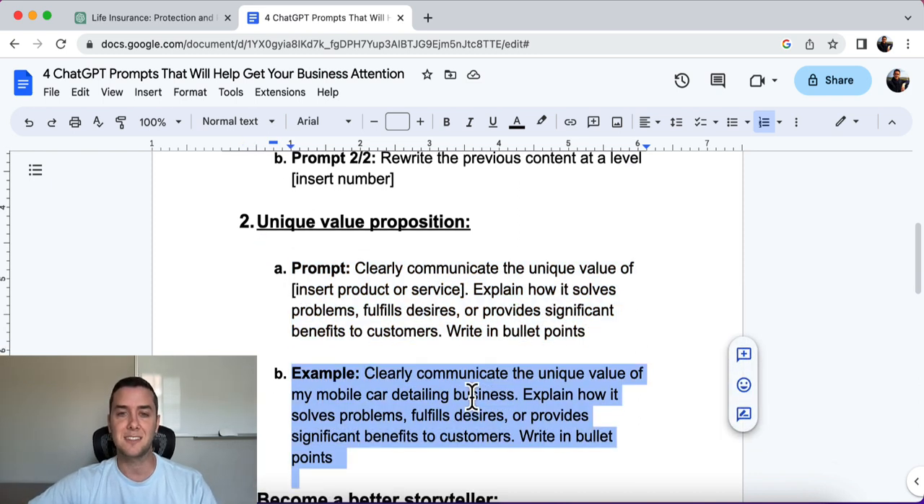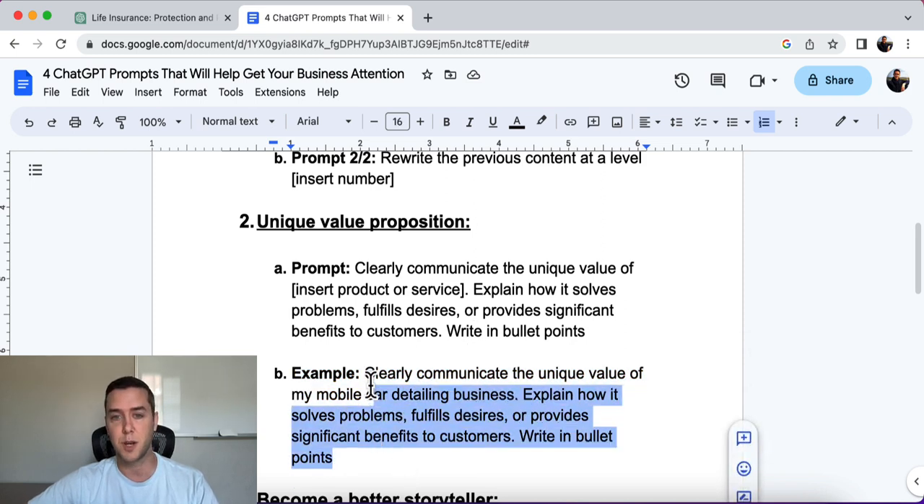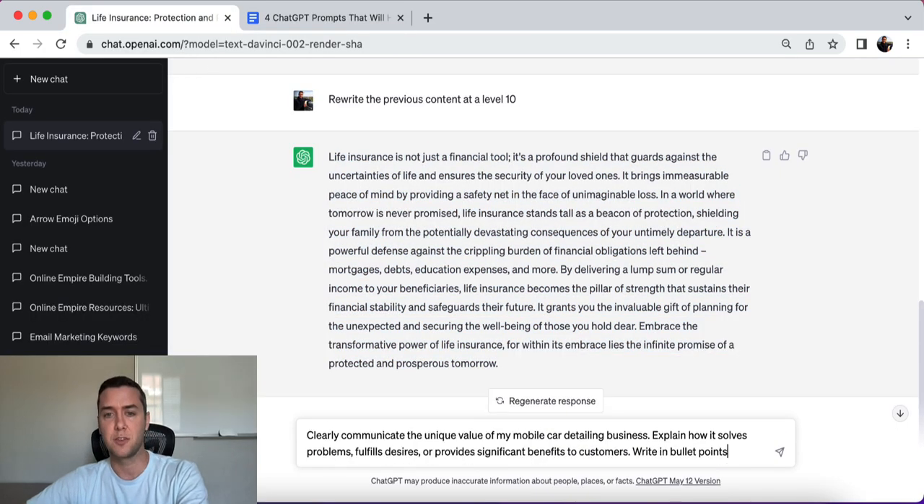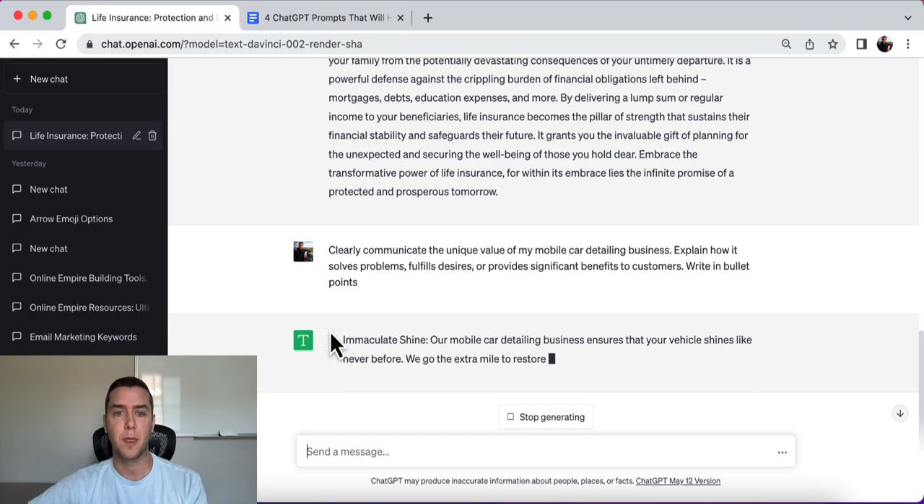So this is the example. Clearly communicate the unique value of my mobile car detailing business. Explain how it solves problems, fulfills desires, or provides significant benefits to customers. Write it in bullet points, okay? So again, put whatever your product or your service is, okay?